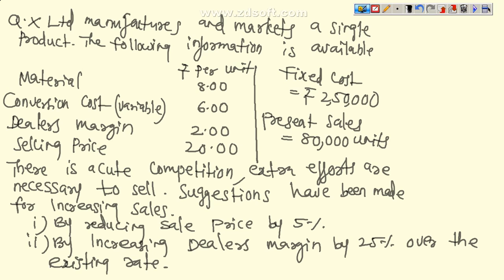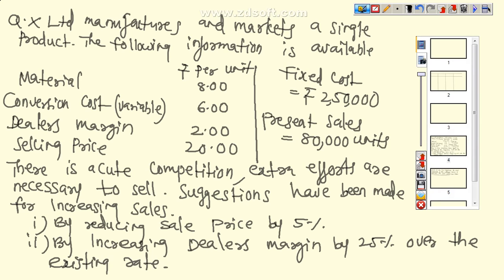This is another video on decision making. I hope you must have seen my earlier videos. So let's understand the question. X Limited manufactures and markets a single product. The following information is available.